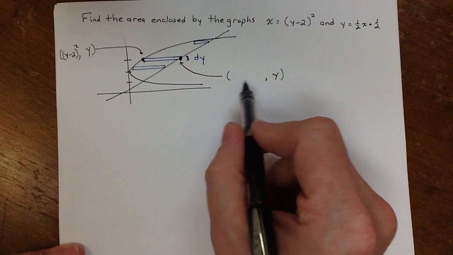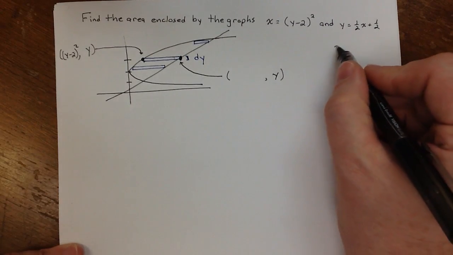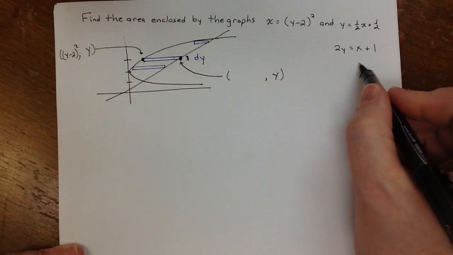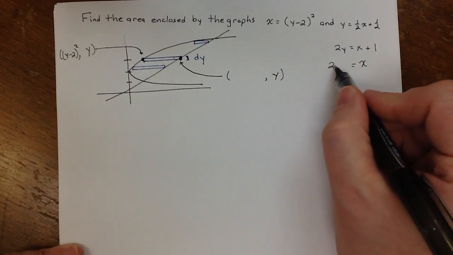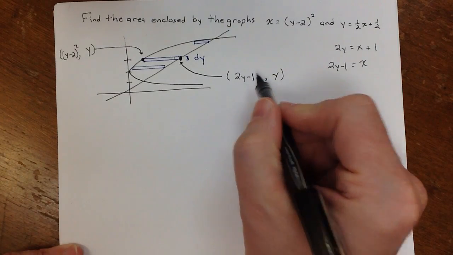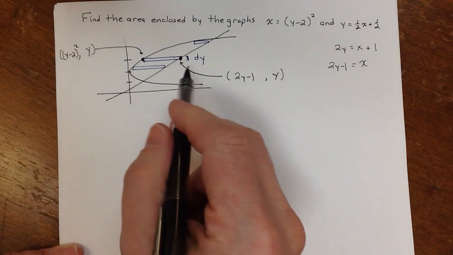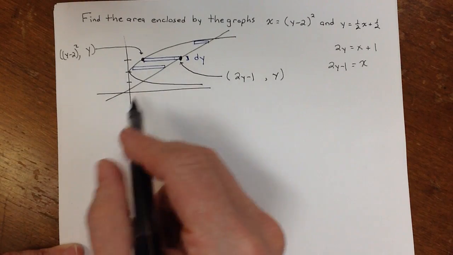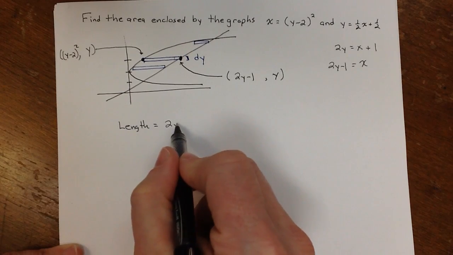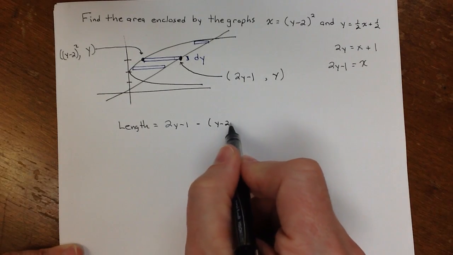So, because we're looking for the x value, the first thing I do is multiply by 2. So I get 2y is equal to x plus 1, so x is 2y minus 1. Now to get the length of this rectangle, it's going to be the right end minus the left end. So it's going to be 2y minus 1 minus (y minus 2) quantity squared.